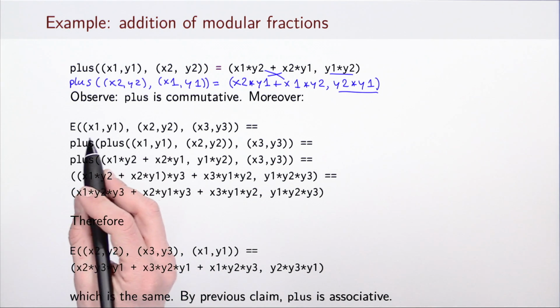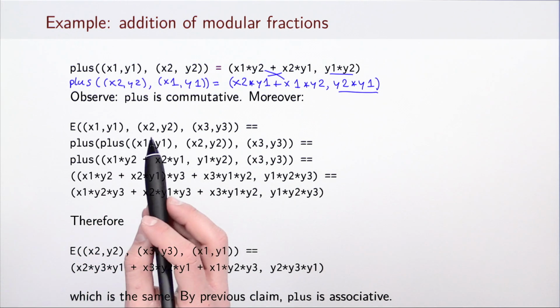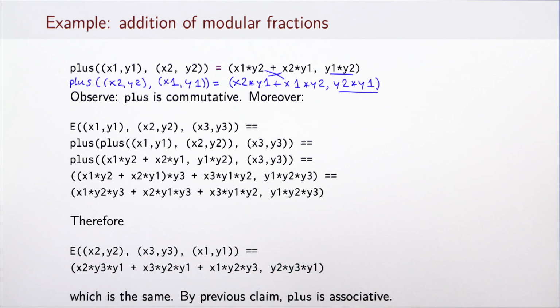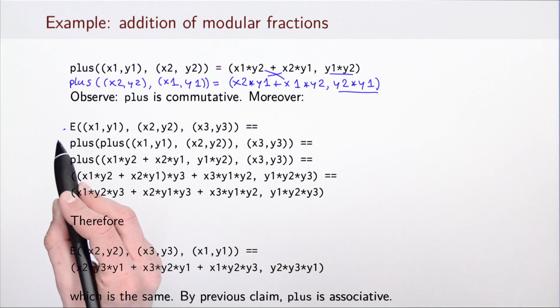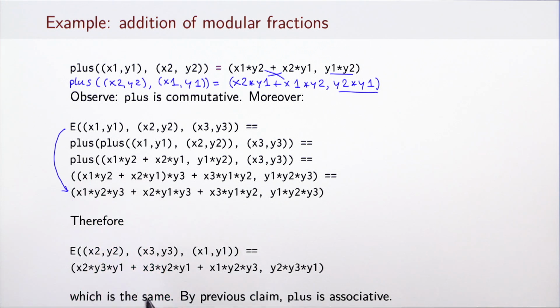So let us compute E as applied to pairs x1, y1, x2, y2, and x3, y3 by expanding the definition of E, which is always of the same shape given f, in this case plus. We obtain in several steps the following expression. Now, if we rotate the arguments, we can again apply what we have observed here just by substituting variables. So instead of ones, we write twos. Instead of twos, we write threes. Instead of threes, we write ones. And we continue like this.